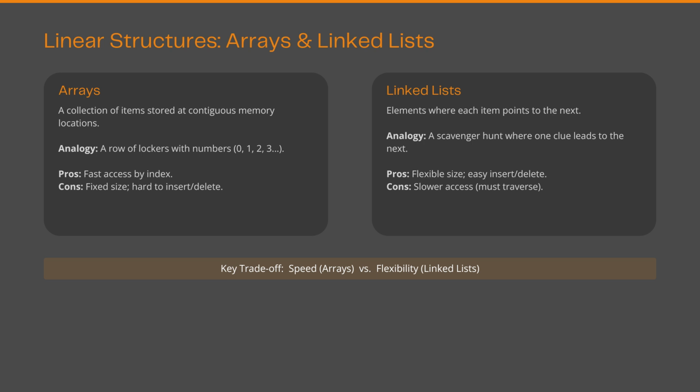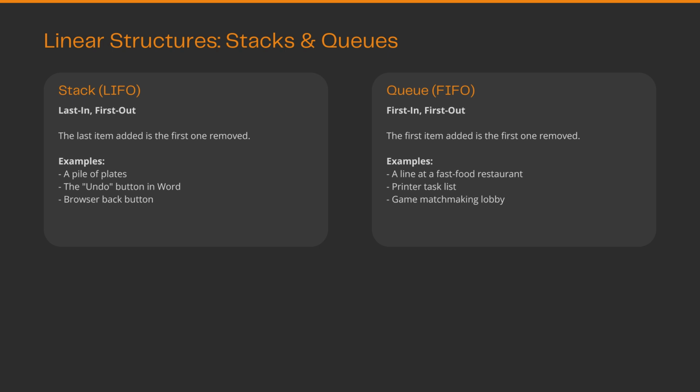Next, let's look at two more linear structures that follow strict rules: stacks and queues. Sometimes we need to enforce rules on how data enters and leaves. The stack follows the LIFO rule: last in, first out. Think of a stack of plates in a cafeteria. You always take the one from the very top, the one that was put there last. Your undo button on your computer works exactly like this. The very last action you took is the first one that gets reversed.